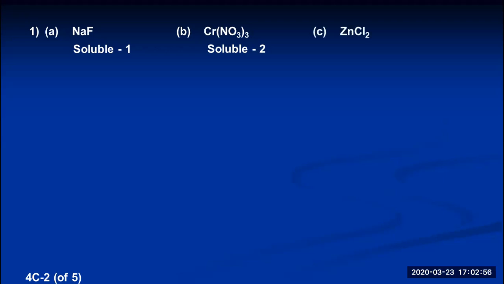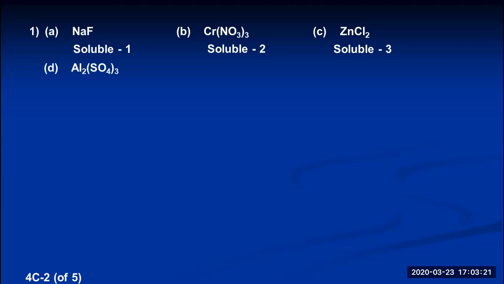C is zinc chloride. This would be soluble based upon the third rule. Chloride ions, bromide ions, and iodide ions never precipitate with cations ever in solution except with silver ion, mercury 1 ion, and lead 2 ion. Zinc is not one of those exceptions, so zinc ions would not precipitate with chloride ions. This compound would be soluble in water.